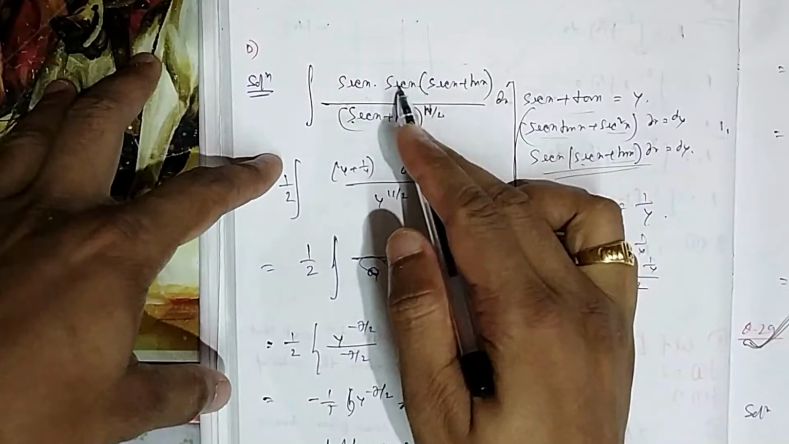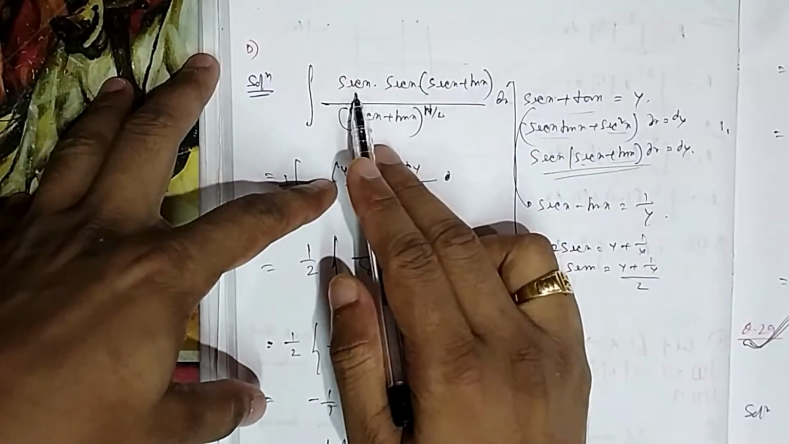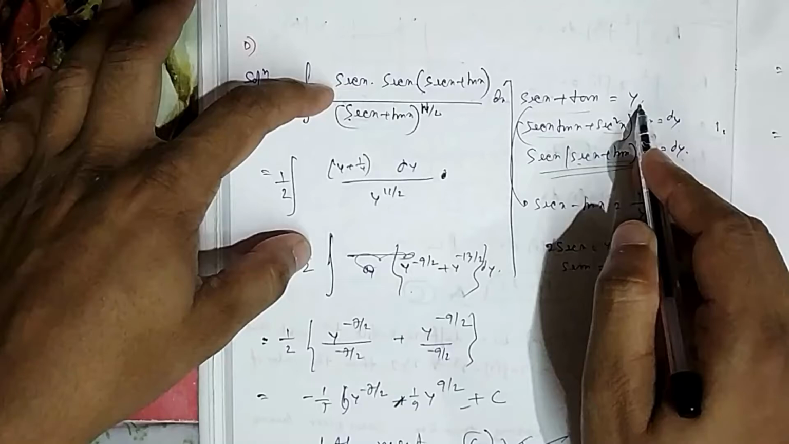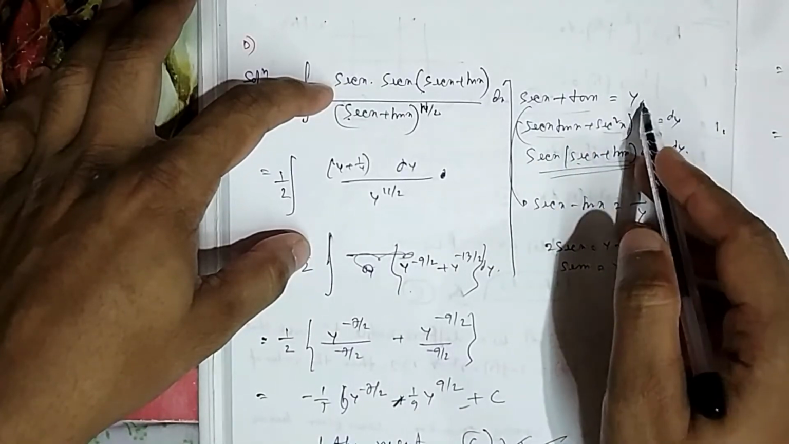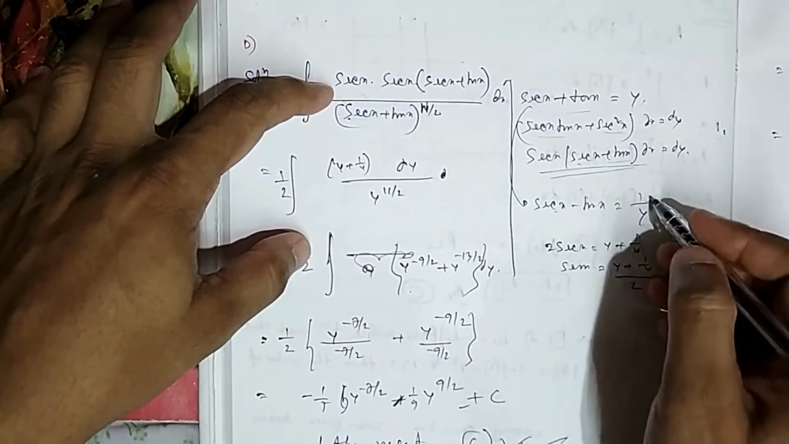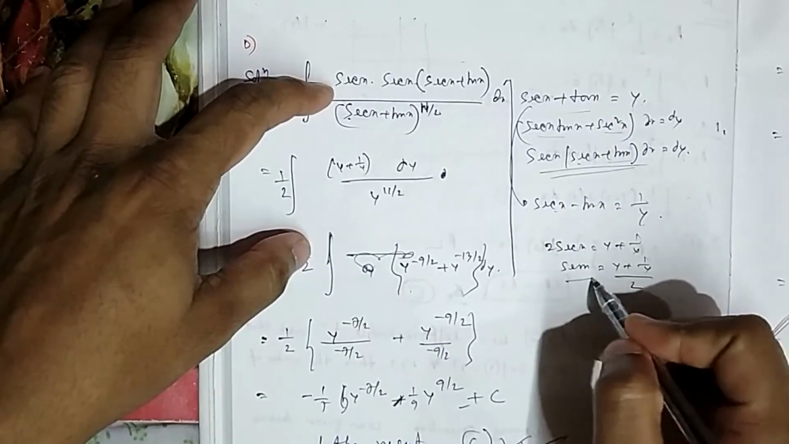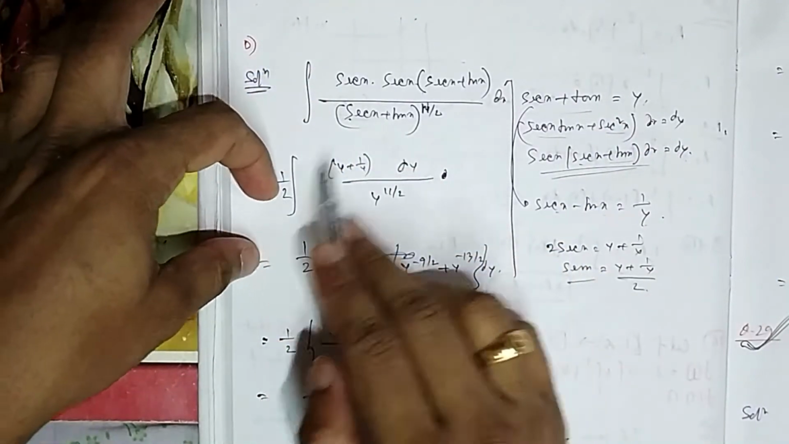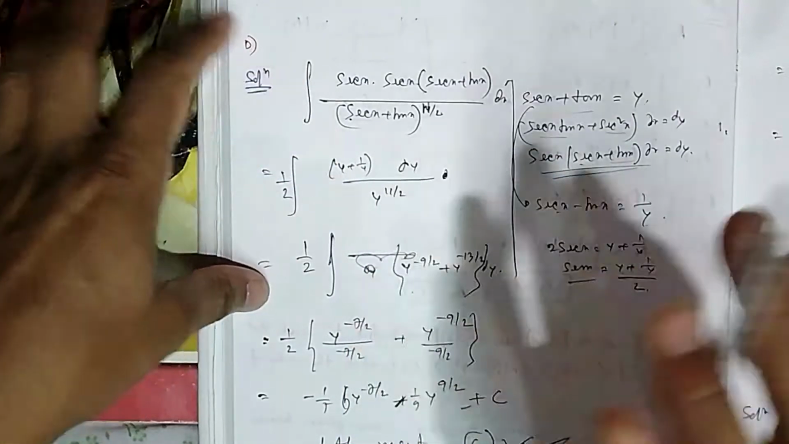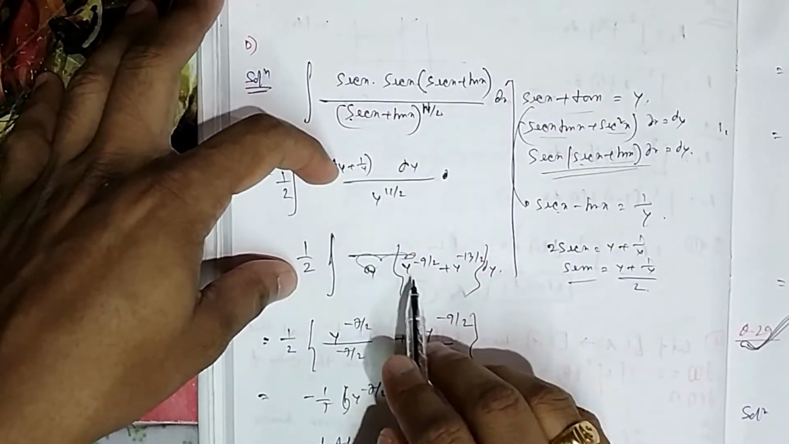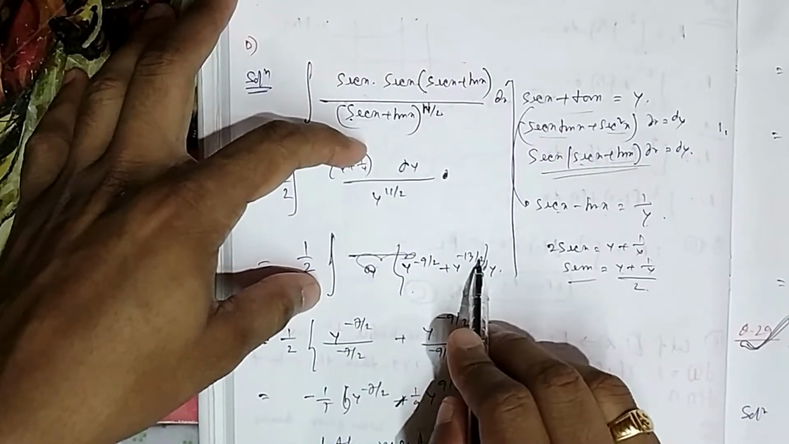So this entire thing will become dy. What will be the value of sec x? If sec x plus tan x equals y, then sec x minus tan x is the inverse of this, because sec square minus tan square is 1, so it will be 1 by y. If you take LCM, sec x equals (y plus 1 by y) by 2. Now you split this by this, and this by this, so this by this will be y to the power minus 9 by 2, and this by 2 will be y to the power minus 13 by 2.